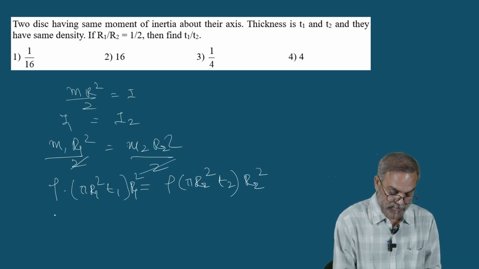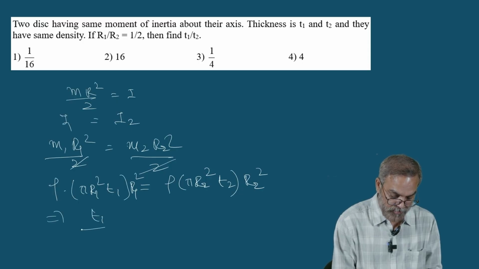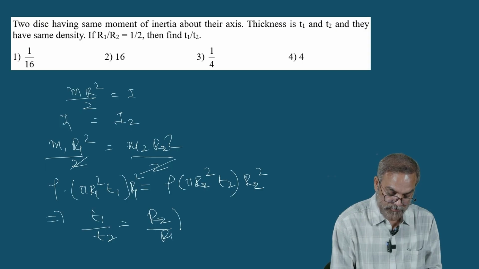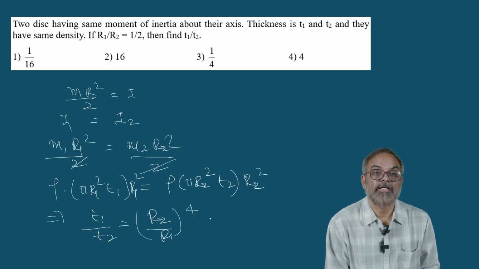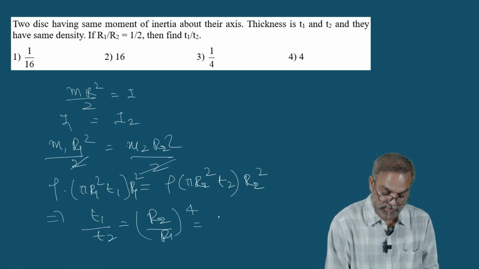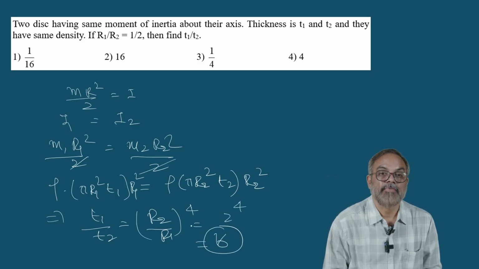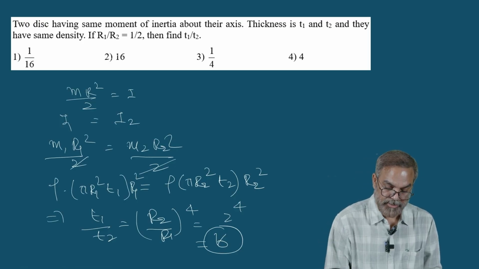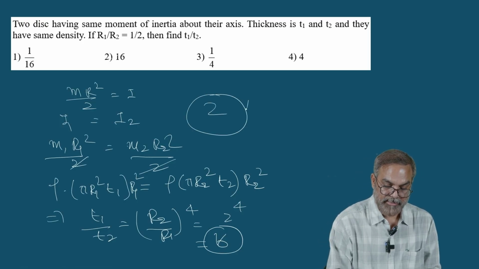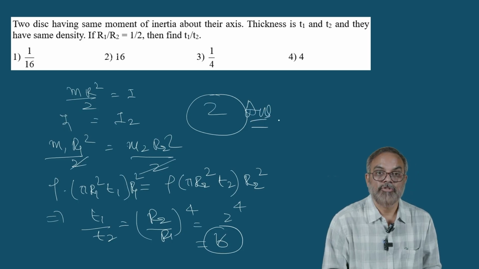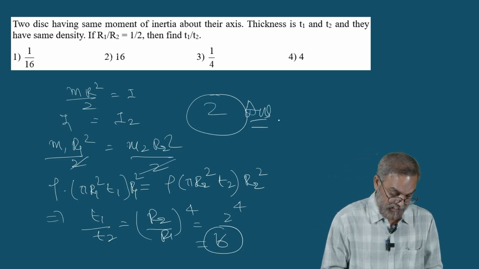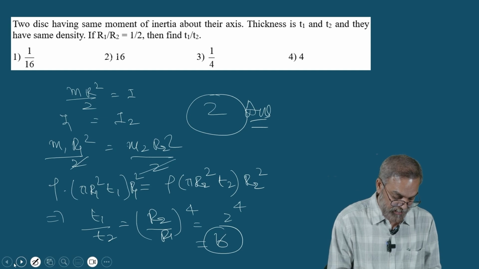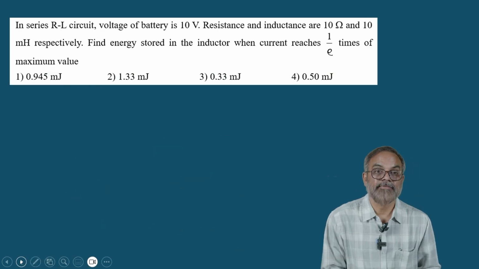So you can see the quick manipulation that T1 over T2 becomes R2 over R1 to the power 4. And now in the question we are given R1 by R2 is 1 by 2. So this is 2 to the power 4, so it is 16. So we can see, students, directly that the second is the right option, right? So the answer is second. That's our answer. So pretty straightforward question. Let's move to the next question, and here it is.